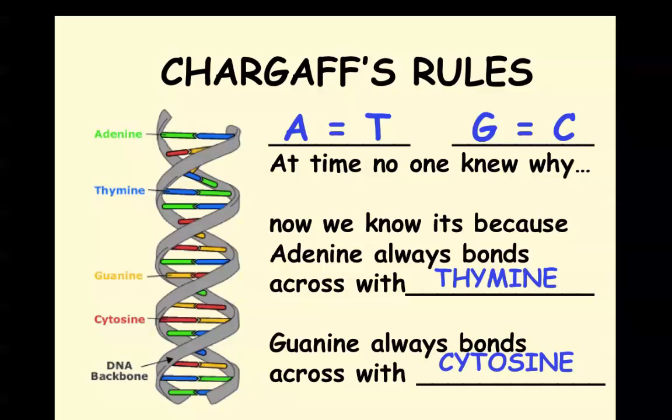So basically, if I told you that 30% of our DNA was made up of adenine, you would exactly know that 30% had to be made up of thymine.